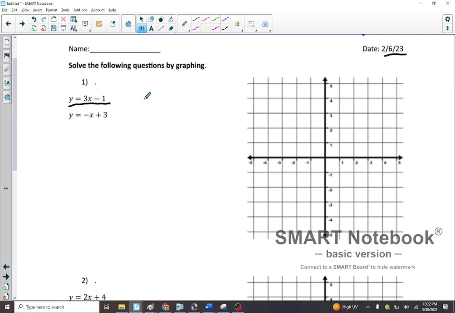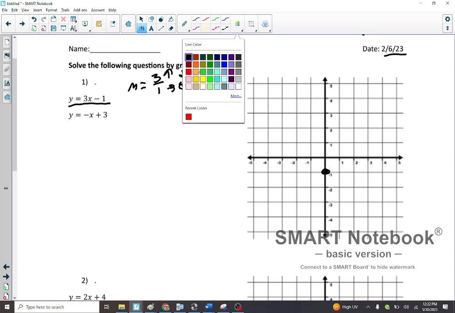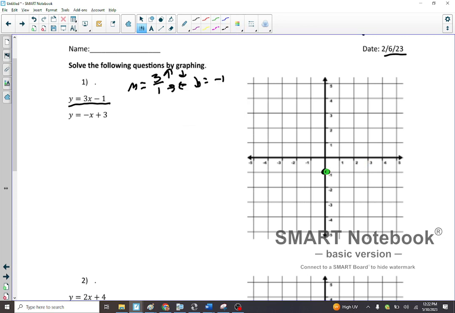Y equals 3x minus 1. That means our slope, or our m, is 3 over 1, which means I would go up 3, right 1, or the reverse, down 3, left 1. There's also the b value, which is negative 1. That means I start my line at negative 1 on the y-axis. Remember, it's the y-intercept, so it starts on the y-axis.